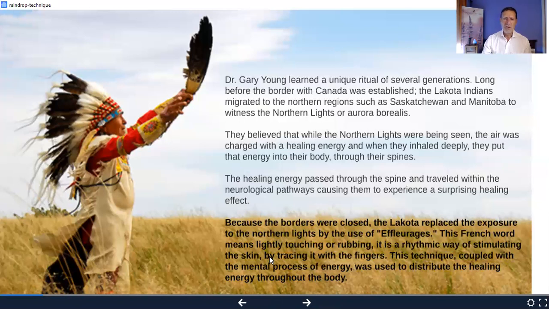Okay, so this effleurage is a French word that means lightly touching or rubbing, done with finger taps and the nails. We do it like feathering, like a feather. You do such movements on the spine. You will see later. Okay. So this technique, coupled with the mental process of energy, was used to distribute the healing energy through the body.